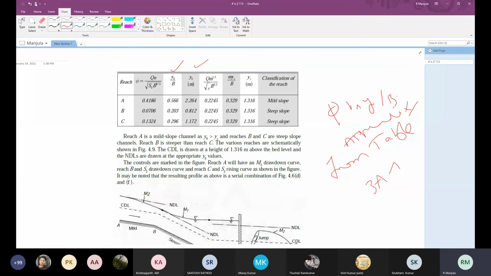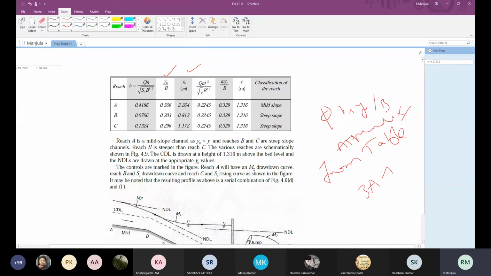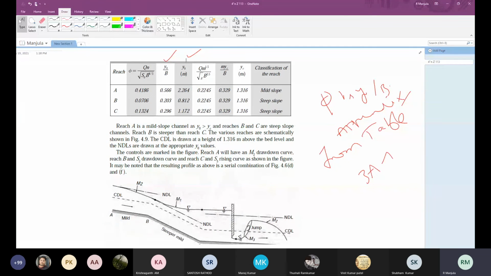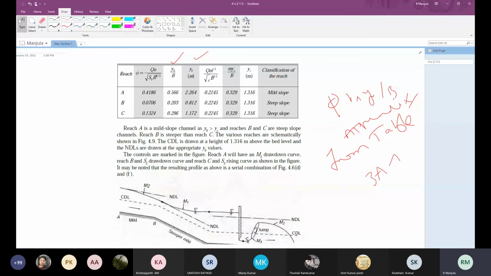Now you know the value of Y naught here, and the Q into M raised to 1 by 5, 1.5 divided by root of G into B raised to 2.5. Substitute the values for finding out the critical depth, M into YC by B. Reach A is a mild slope, because you are calculating the critical depth for the trapezoidal channel using the equation. Now we find M into YC by B from table 3A.1, 3A.2, and find out the critical depth.